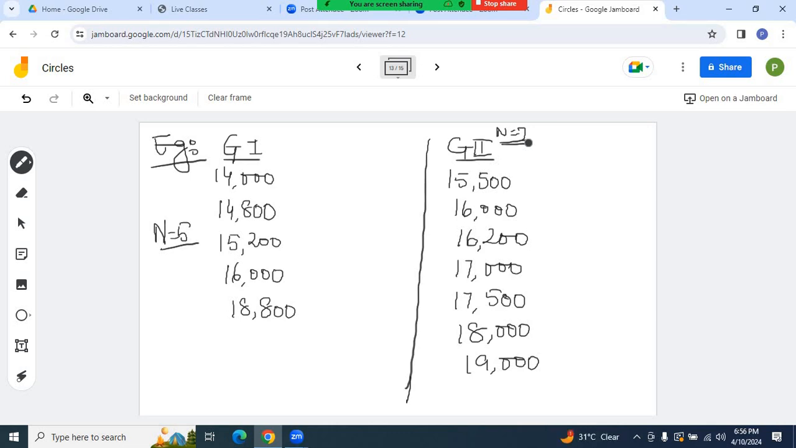Or I can find deviation from median. Let us do mean, we have already done. Let us do deviation from median. So you all know how to find median for individual series.